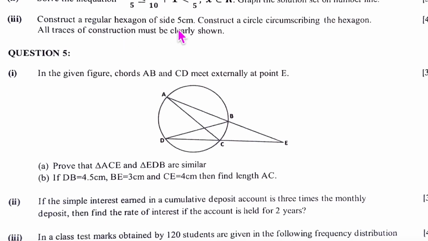Construct the regular hexagon of side 5 centimeters and construct the circle circumscribing. This I've done many times with you. All the traces of construction must be clearly shown. Please practice this, go through the videos and understand how to do this.